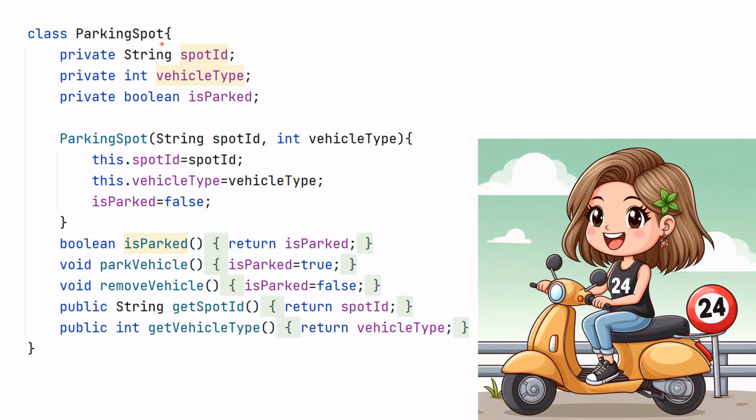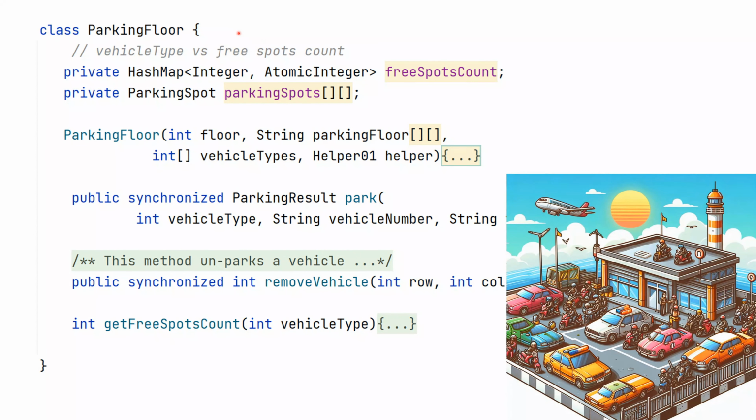Next we have the class ParkingSpot. ParkingSpot is where a vehicle is going to be parked. So each parking spot has its own spot ID and vehicle type. Vehicle type is either 2-wheeler or 4-wheeler, and spot ID is a combination of floor, row and column that we just saw. If a vehicle is parked in this parking spot, then isParked will be true, else it will be false.